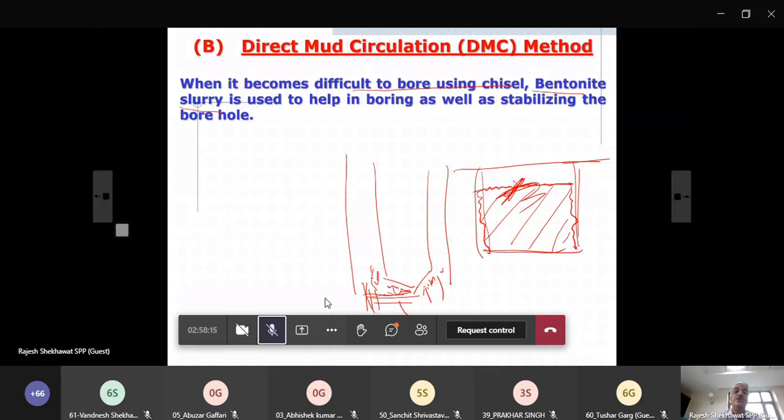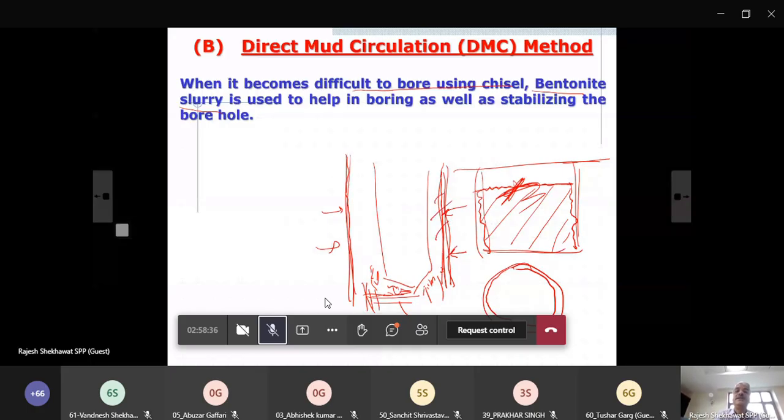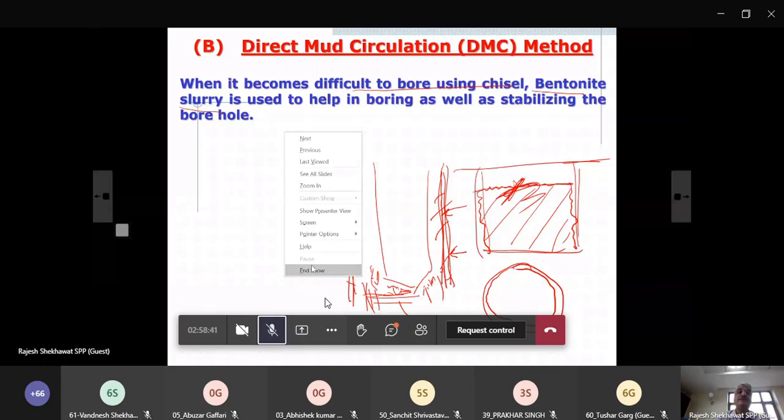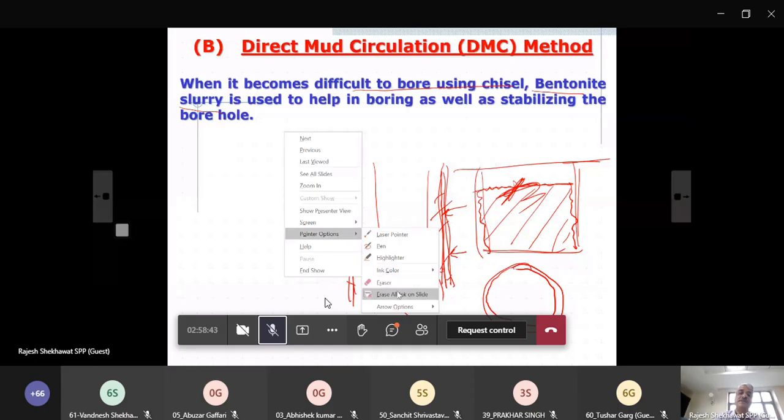So because of this, when you use bentonite here, it forms a sort of film all around your bore. If you see in plan, this bentonite film will be formed all around the bore, and it helps like a semi-liner. It is not exactly a metal liner, but still it helps in stabilizing the borehole walls. It stops the small bits that fall from the borehole. So that is the only difference in DMC.